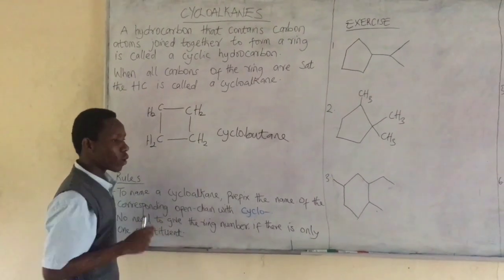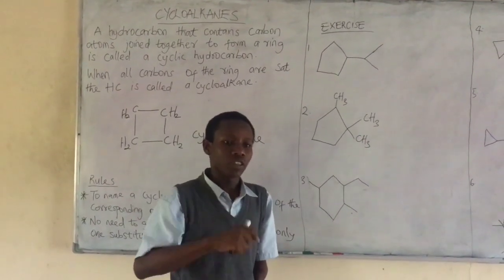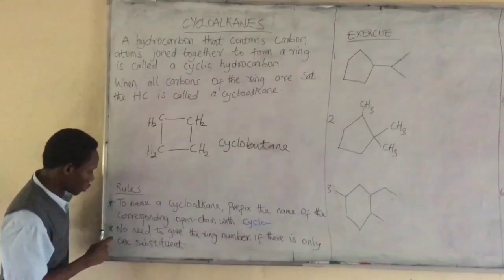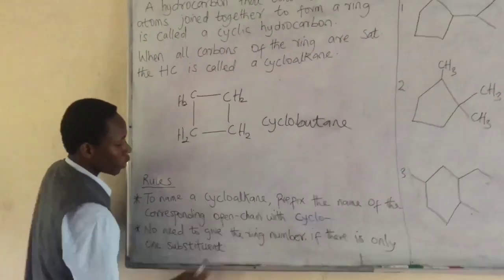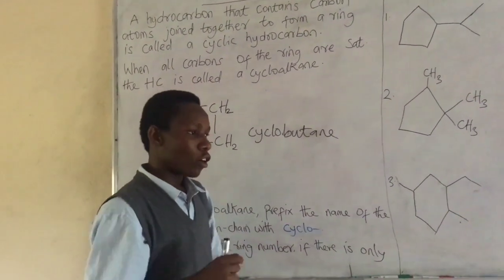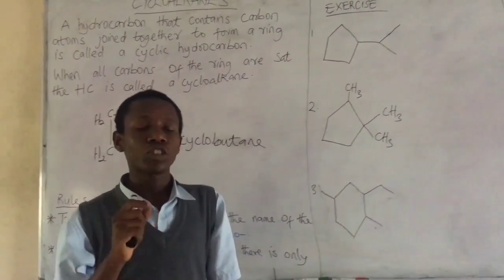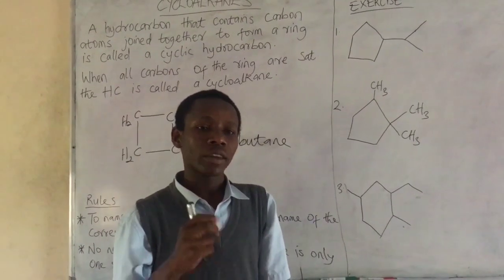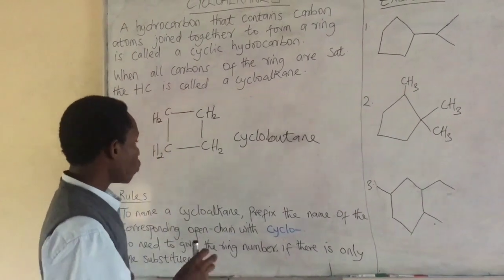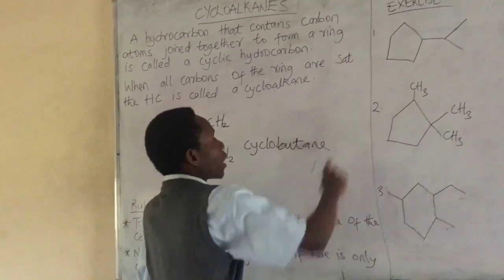And because of that, we prefix it with what? Cyclo. So whenever we are naming cyclic compound or cycloalkane, what we do is to prefix the name of that compound with what? Cyclo. And then there is no need to give the ring a number if there is only one substituent. So if you see a cycloalkane and there is just one substituent on the cycloalkane, you don't need to do what? Number. You are only allowed to do your numbering when we have more than what? One substituent.